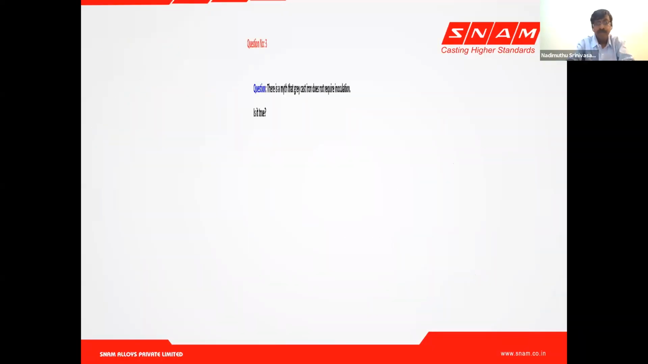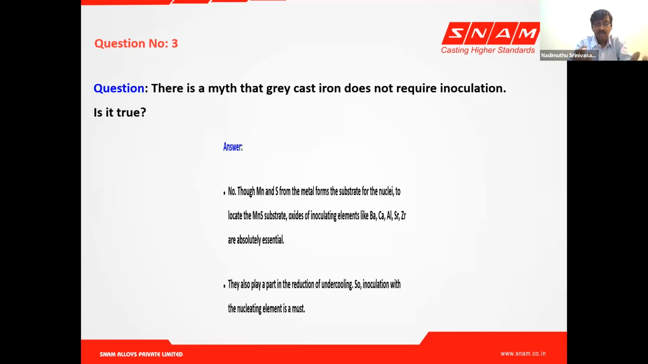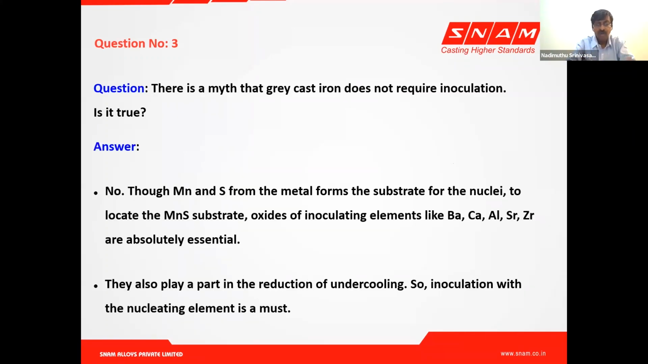There's a myth that gray cast iron does not require inoculation. Is it true? Some people have been saying so. No, because the manganese and sulfur from your base metal form the substrate for the nuclei. But for this manganese sulfide substrate to sit, it has to sit on a barium oxysulfide, a calcium oxysulfide, or an aluminum oxide, strontium. Above that MnS is where your graphite locates and expands. So you cannot feel that without any inoculation, you can produce gray cast iron. That is not true.